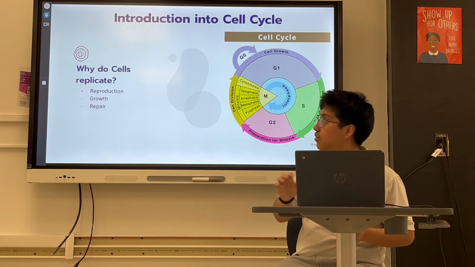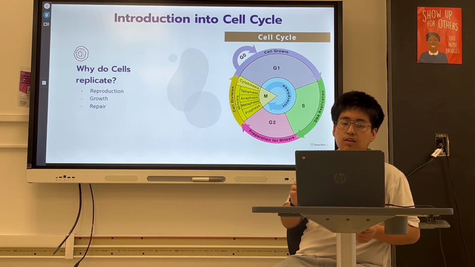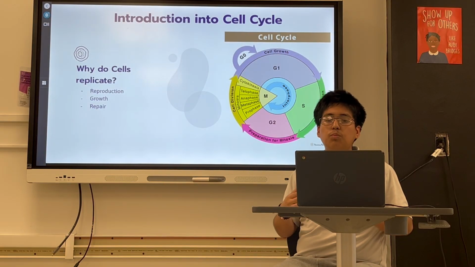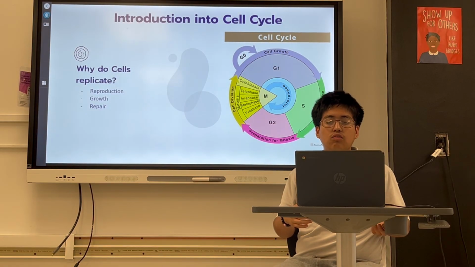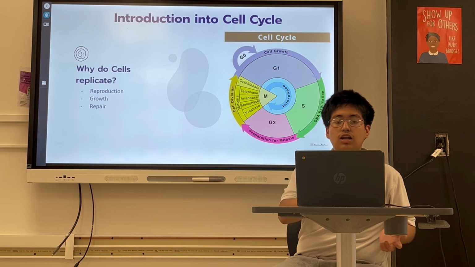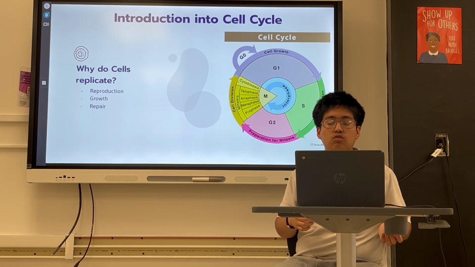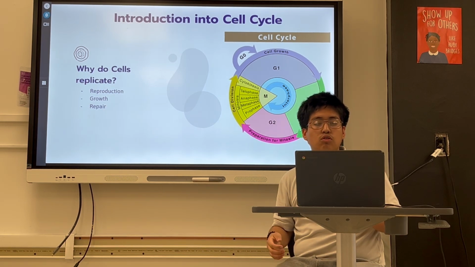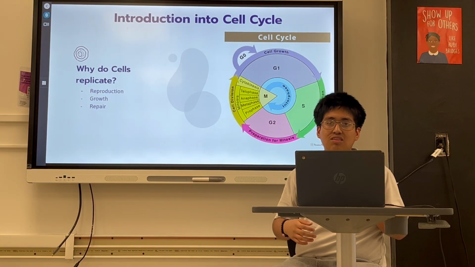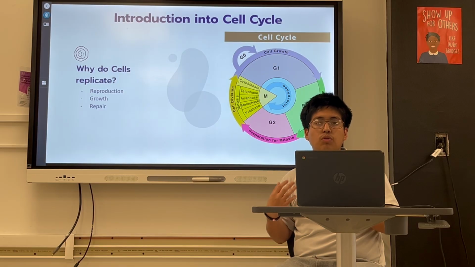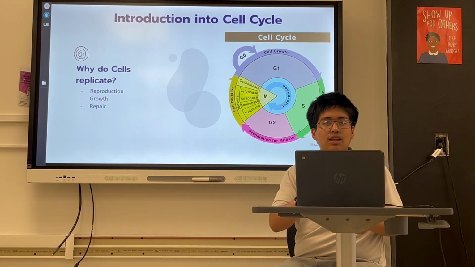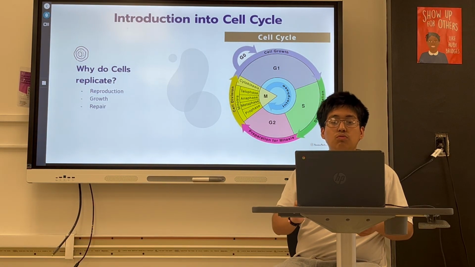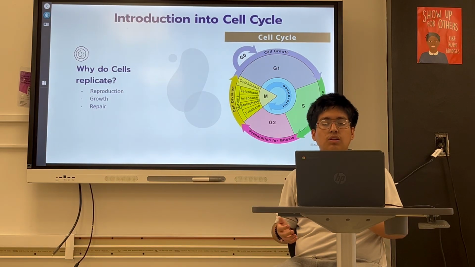The next one is the S phase, the synthesis phase, which is DNA synthesis. It replicates the DNA in the cell, making a complete copy of the genetic material. Each chromosome is duplicated, forming sister chromatids. All this is made to ensure that each new cell created from this process gets the same DNA it needs.